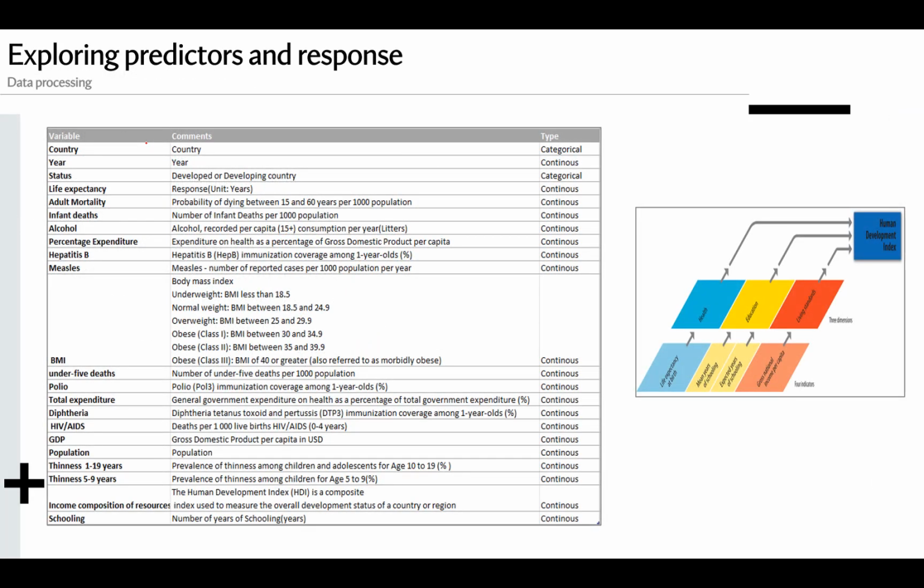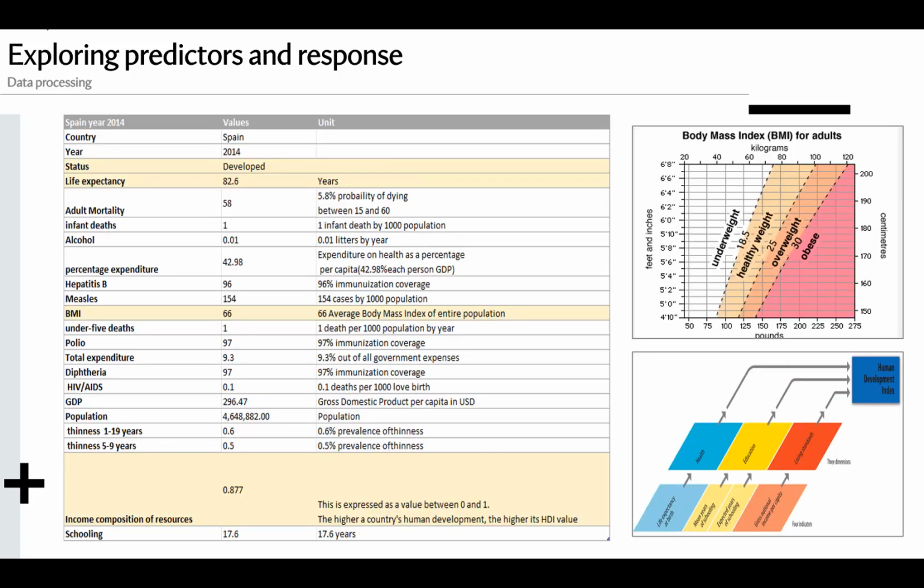Here we are presenting the list of predictors of our data set. As you can see, we have three columns. The first one is the variable name, the second one is the description, and the third one is an indicator whether the variable is categorical or not. If you want to delve deeper into the description of these predictors, you can pause the video. However, we are going to show you an example in order to better explain this data set.